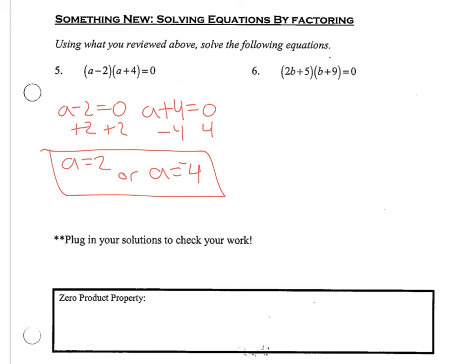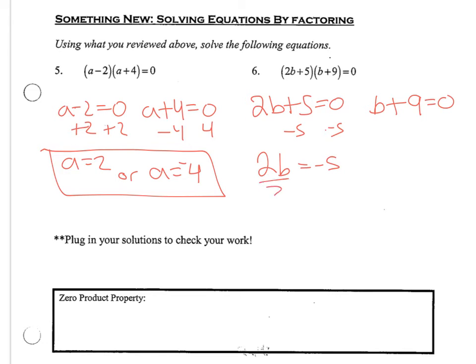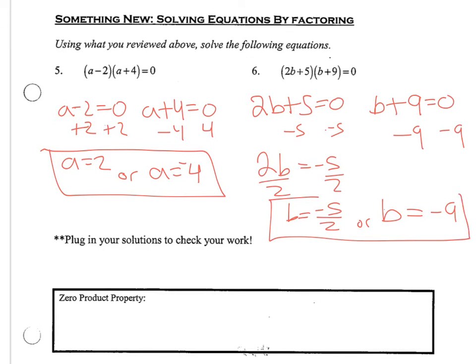So here for number 6, my two equations will be 2b plus 5 equals 0 and b plus 9 equals 0. Subtract 5, I get 2b equals negative 5, divide by 2, we get b equals negative 5 over 2. Or I subtract 9 in this equation, we get b equals negative 9. Put the word or in between, because what we're doing is we're finding two possible answers. So it's one or the other are the two answers. So b equals negative 5 over 2 or b equals negative 9.